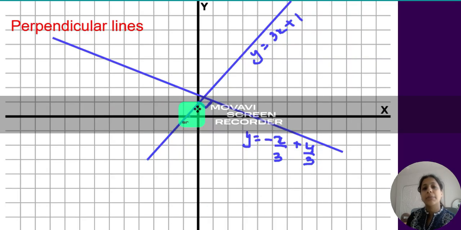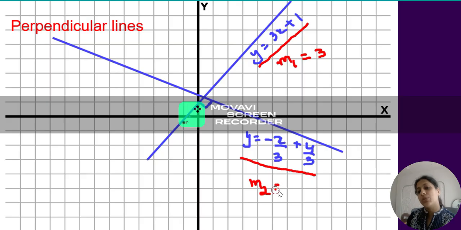Next we have perpendicular lines. Now we see I have two lines again, y is equal to 3x plus 1 and y is equal to minus x by 3 plus 4 by 3. Try finding out the gradients here as well. The gradient for this line, which we take as m1, is the coefficient of x, which is 3. The gradient here, m2, is the coefficient of x again, which in this case is minus 1 upon 3.